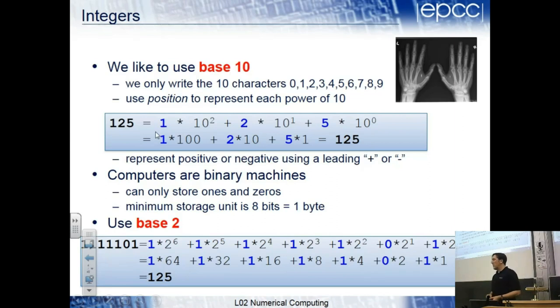But what we do is we only have numbers 0 to 9, and we represent different powers of 10 by position. So when we write 1, 2, 5, being a bit pedantic, what 1, 2, 5 means is 1 times 10 squared plus 2 times 10 plus 5 times 1, or that's 1 times 10 to the 2, plus 2 times 10 to the 1, plus 5 times 10 to the 0, which is 100 plus 20 plus 5, which gets me back to 125.